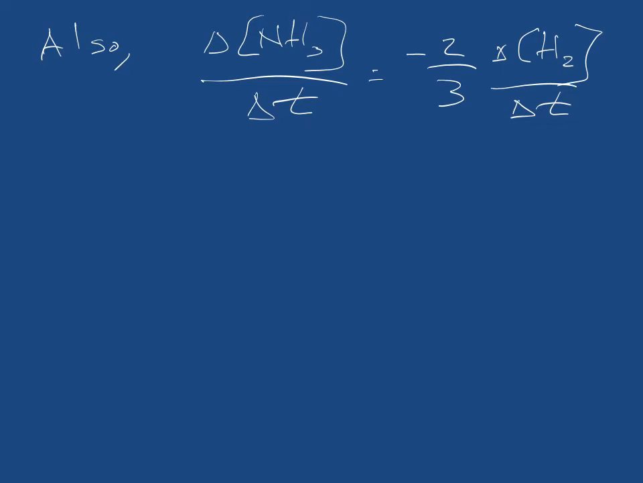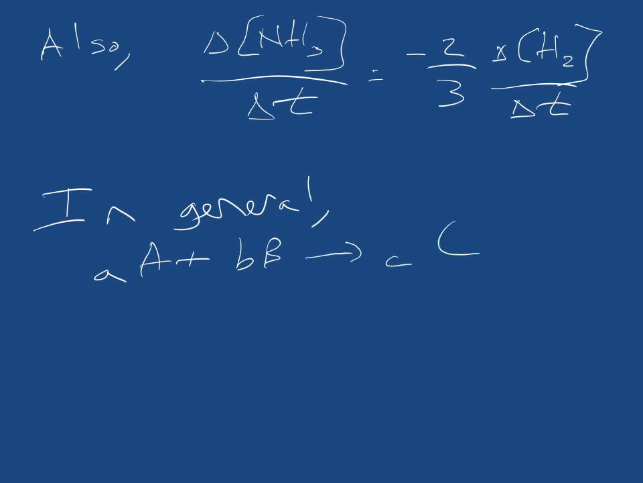Your book has some great examples here. I don't want to do too many of these. And just to give you a generic way of looking at this, how do you relate rates of reaction for any chemical equation? And it's actually pretty easy. Let me just give you the generic equation. So if you have, I think I did this for equilibrium, a moles of A plus b moles of B producing c moles of C plus d moles of D.